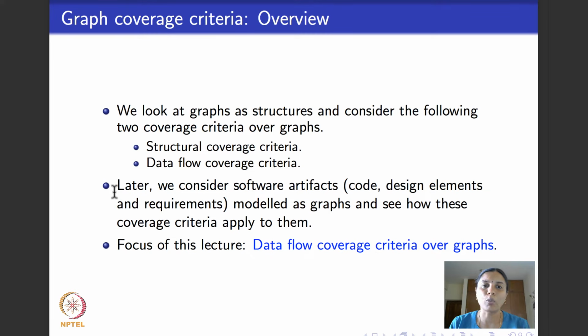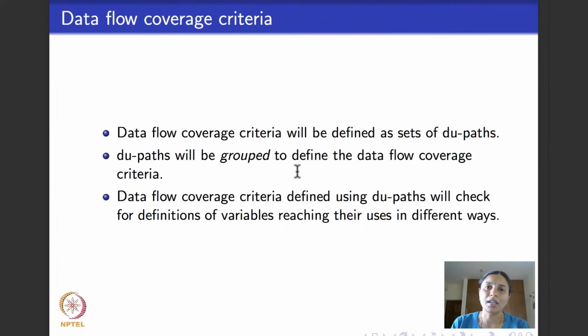So just to recap what we did till now, we are at the module where graphs are our models that we use to model software artifacts. We saw structural coverage criteria over graphs. Then we looked at basic algorithms over graphs, algorithms for defining test requirements and test paths for structural coverage criteria. Then I moved on to defining data flow in graphs. Today what we will be seeing is data flow coverage criteria. How is data flow coverage criteria defined?